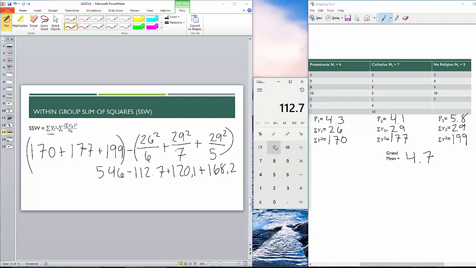So we add up what's going on over to the right of us. 112.7 plus 120.1 plus 168.2 to get 401. So we have 546 minus 401 to get an SSW of 145.